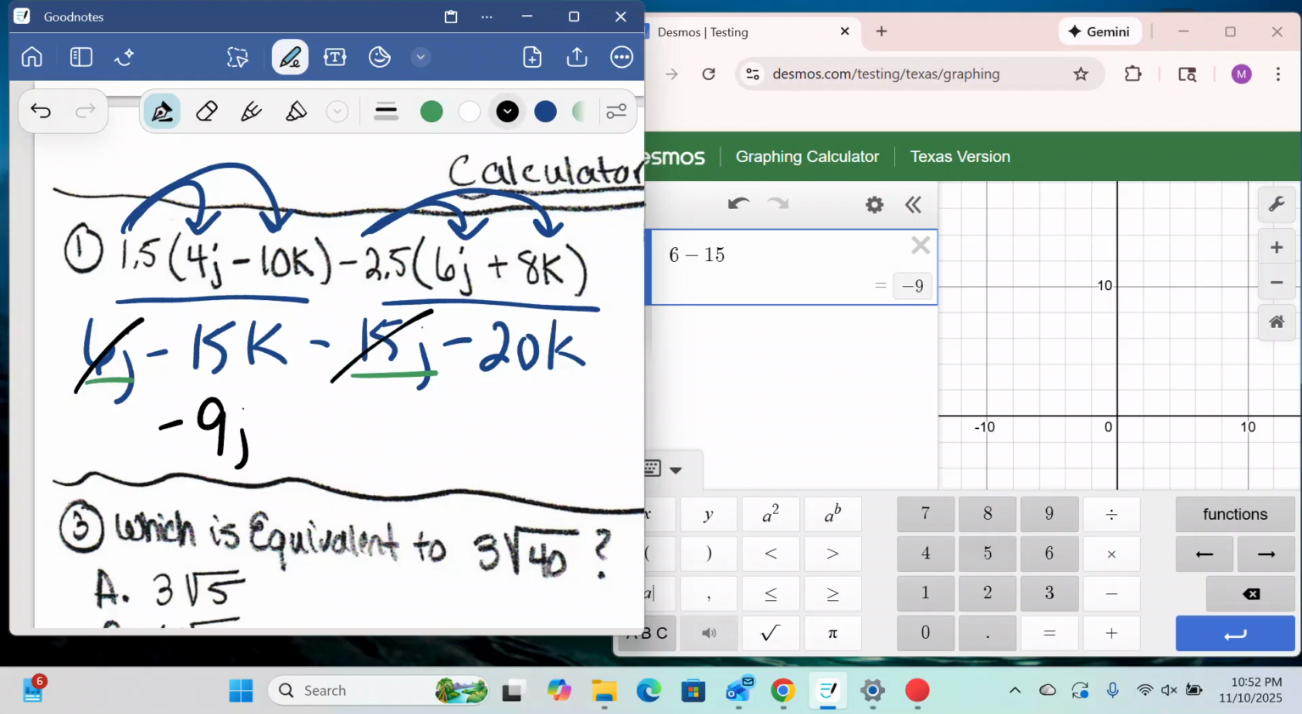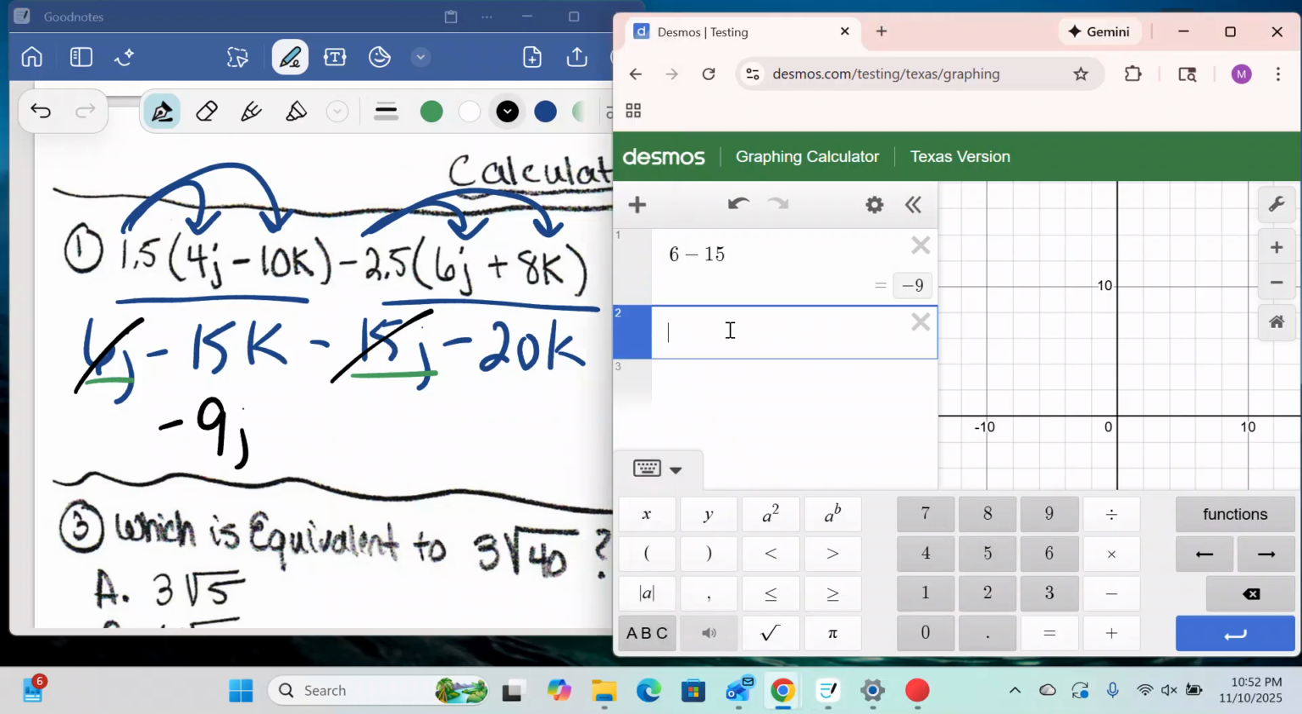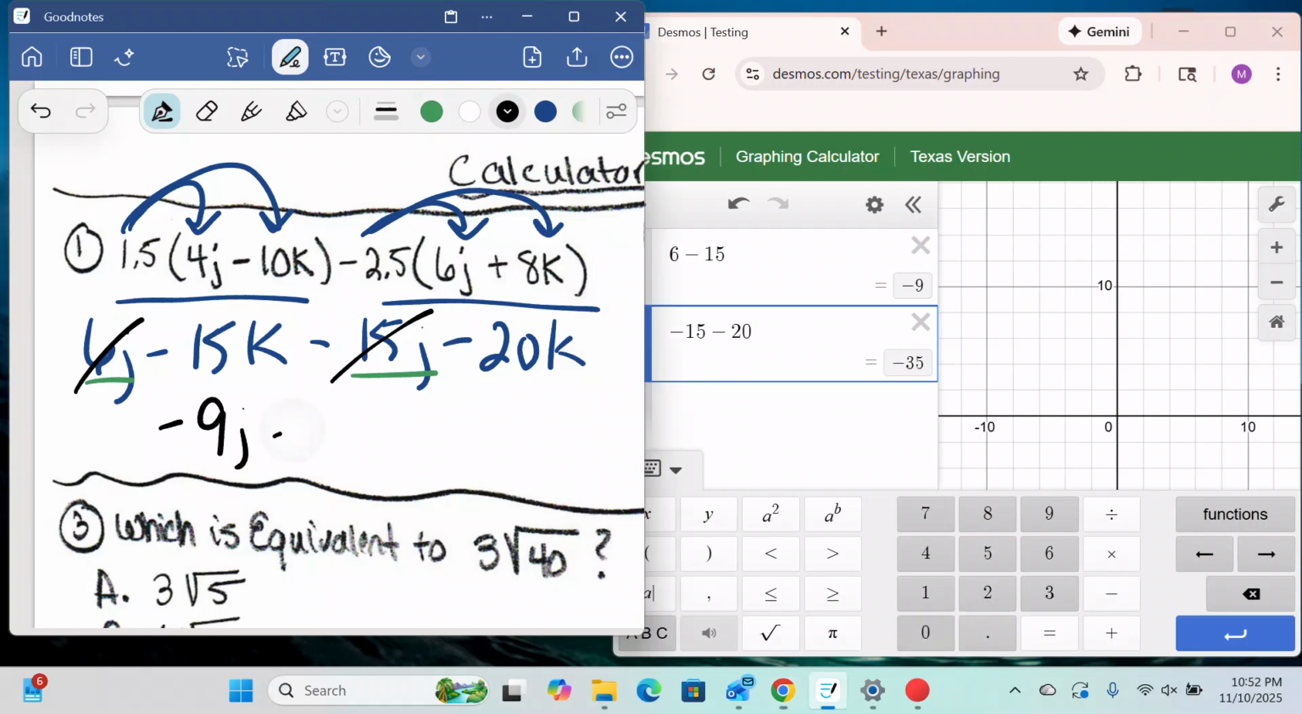So I'm done with that. I like to scratch it out. Then I have negative 15k minus 20k. So all I'm going to do is input that one the way it is: negative 15 minus 20 gives me negative 35k. And then I cannot combine cows with chickens. I cannot combine j's with k's. So that is my final answer.